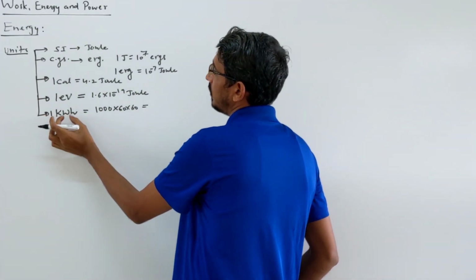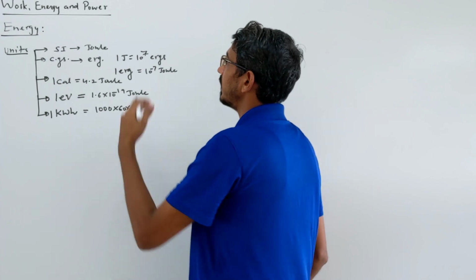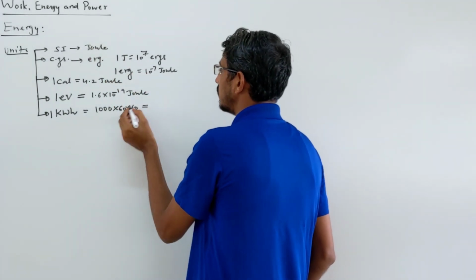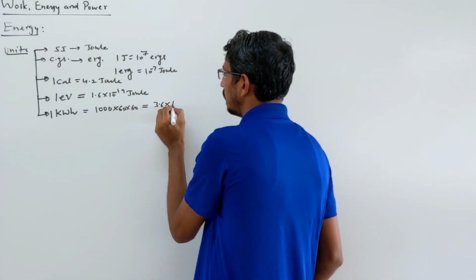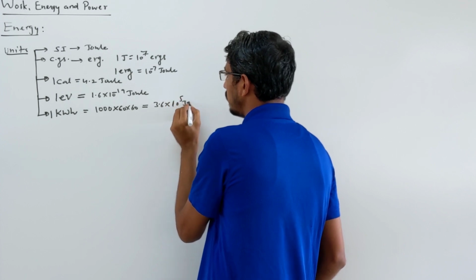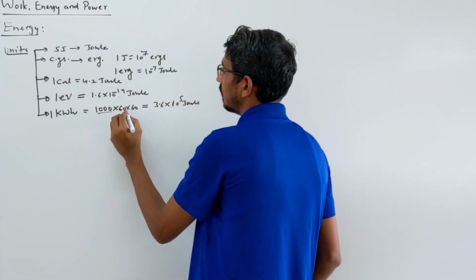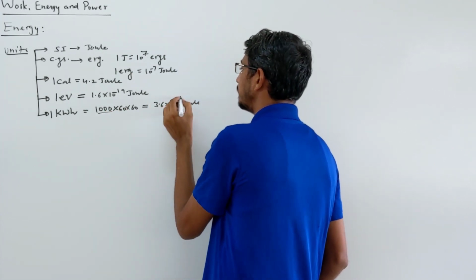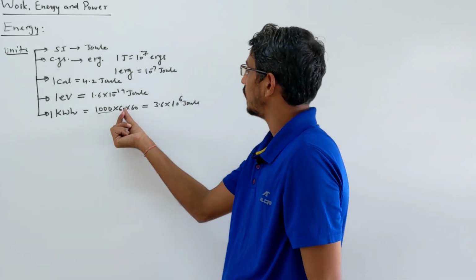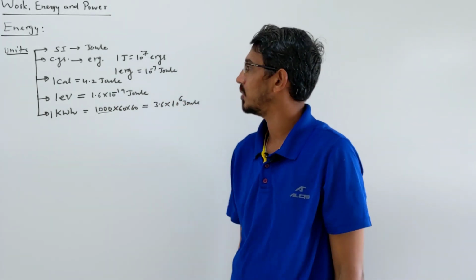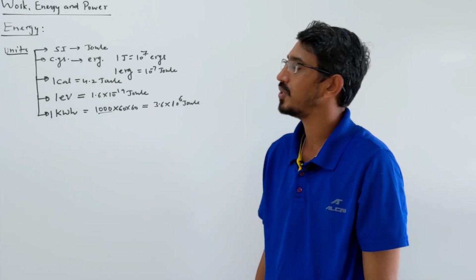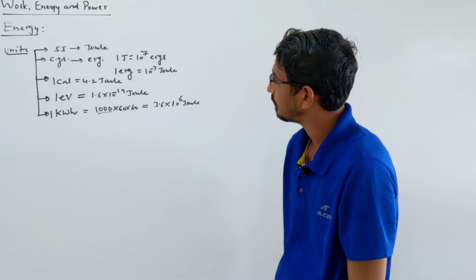Because power into time is what we are writing, that becomes work or energy. So this becomes 3.6 into 10 power 6 joule: 1000 into 3600 gives 3.6 into 10 power 6. So these are the other units of energy or work, same thing, it doesn't matter.